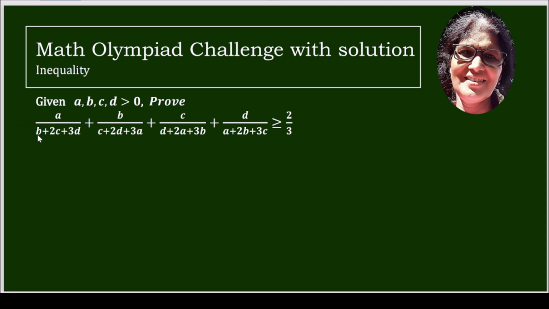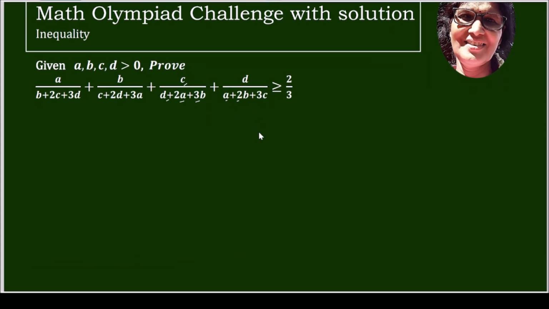So today again there is a very interesting inequality question. A, B, C, D all greater than 0. Prove that A over B plus twice C plus 3 times D, plus B over C plus twice D plus 3 times A, plus C over D plus 2A plus 3 times B, plus D over A plus 2 times B plus 3 times C is greater than or equal to 2 over 3.